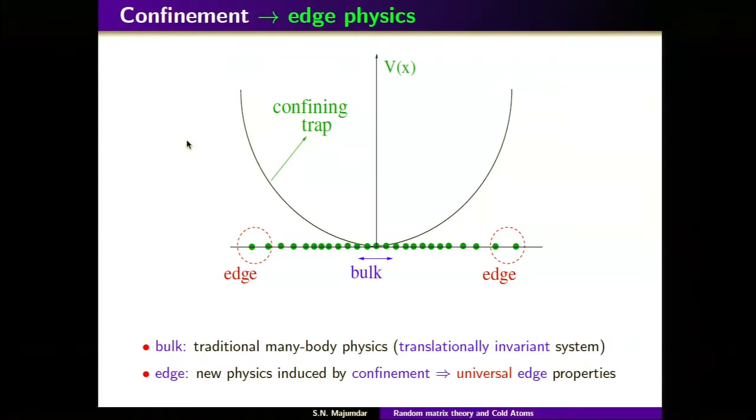It turns out that there are some universal edge properties, universal in the sense that they do not depend on the details of the potential, and their behavior is extremely well described by, again, the eigenvalues of a random matrix. When I develop some of the basic techniques of RMT, this will be a complex Hermitian matrix.